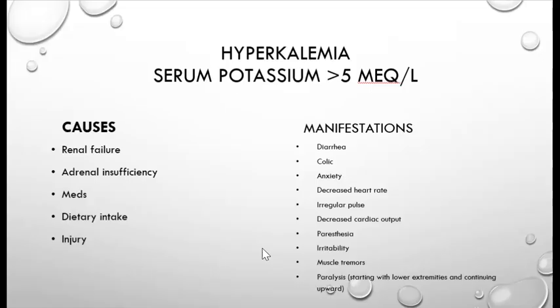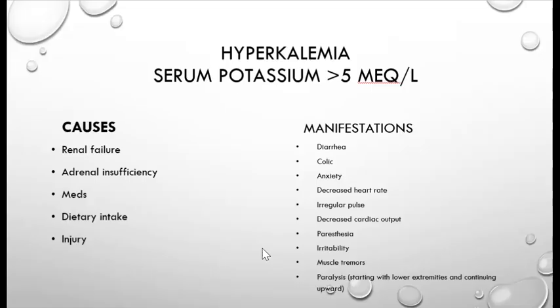So with early manifestations, they could be having diarrhea, colic, that's going to be the abdominal cramping, anxiety, irritability, and muscle tremors. As these levels increase, they're going to have muscle weakness, flaccid paralysis, bradycardia, and arrhythmias.